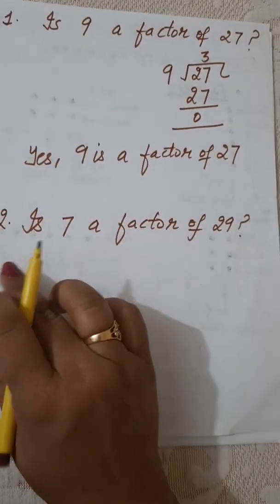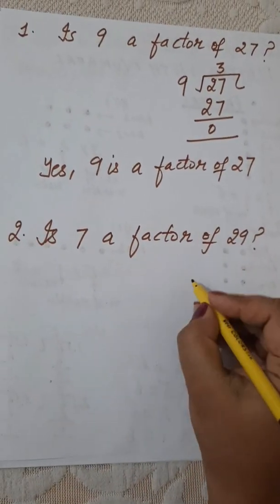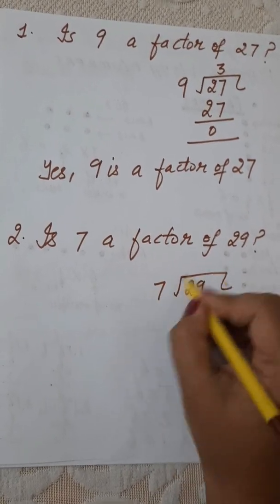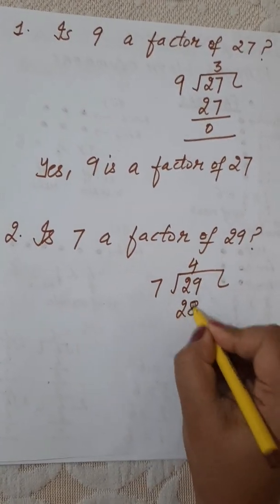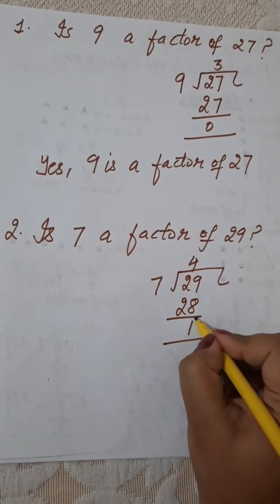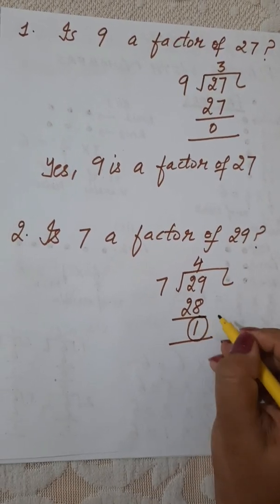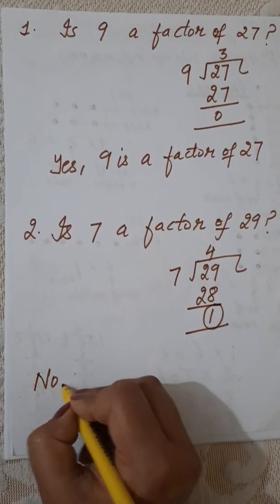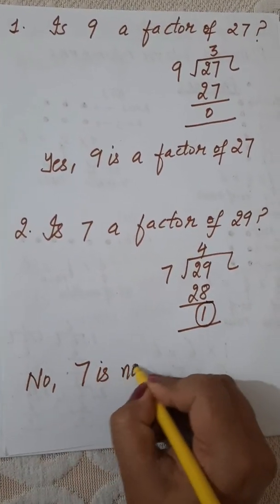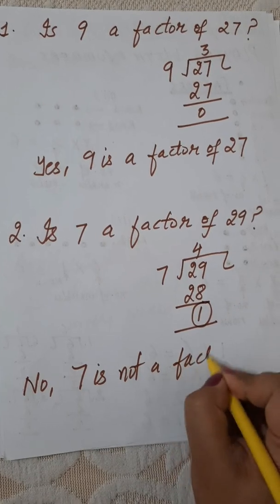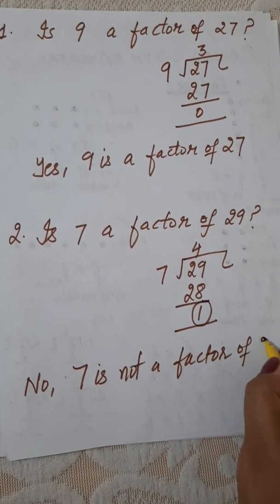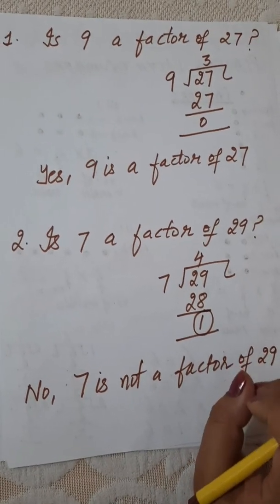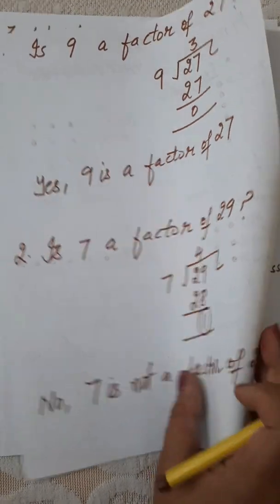Now second question: is 7 a factor of 29? We will use the same criteria, divide 29 by 7. 7 4s are 28. In this case, I am left with the remainder 1, but we know that the factors are the exact divisors, so we can write no, 7 is not a factor of 29, because factors are the exact divisors of a given number.